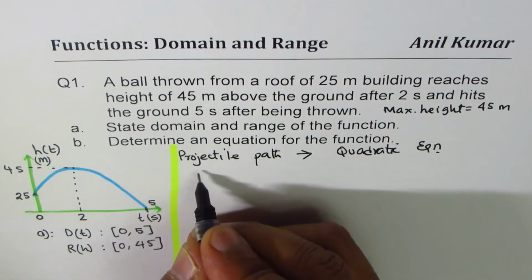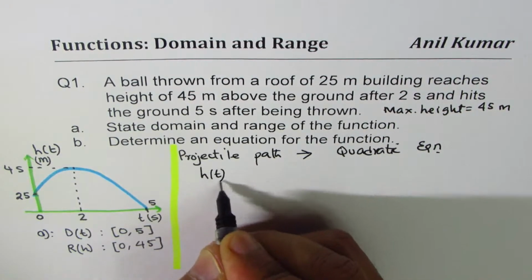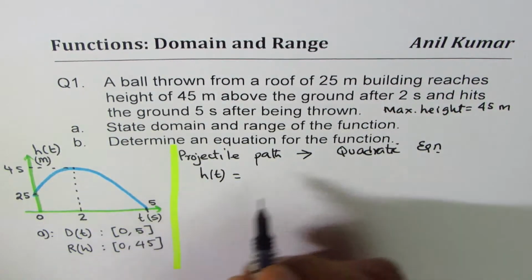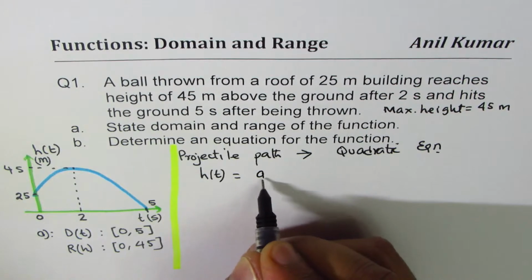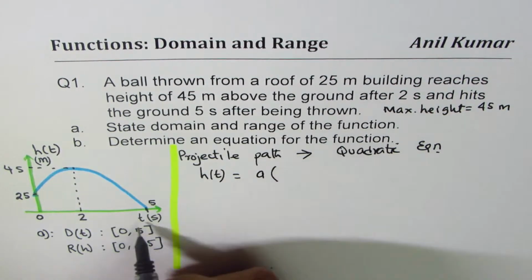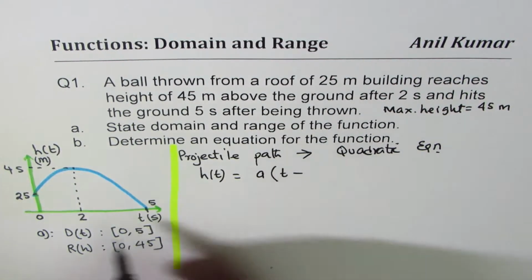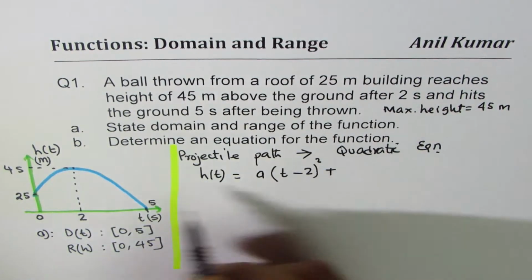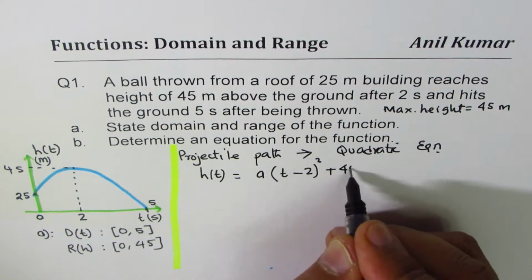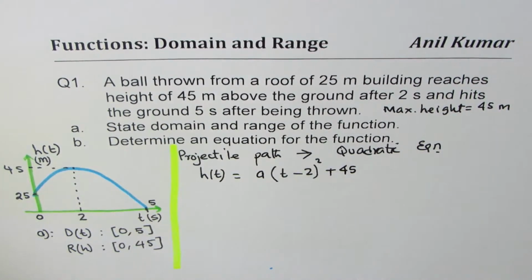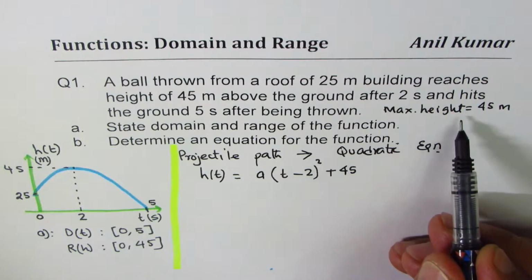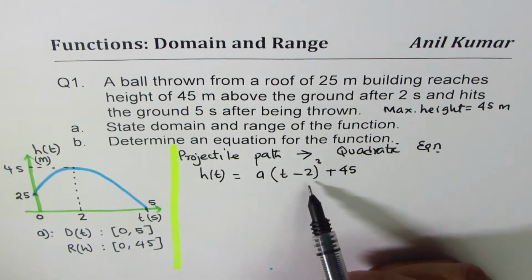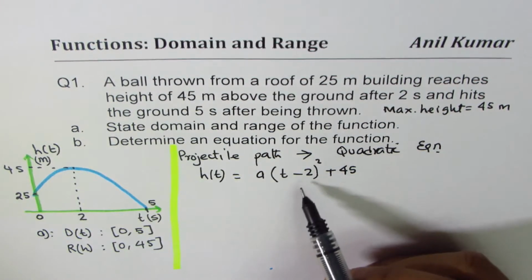So in vertex form, we can write that the height with time is a times, we don't know what a is, but (t minus 2) when it comes to the maximum height, squared, plus the maximum height itself, 45. Do you see that? So that becomes an easy solution for the given situation, and actually this assumption helps us to get to this. Perfect. Okay, we'll assume and just move on.